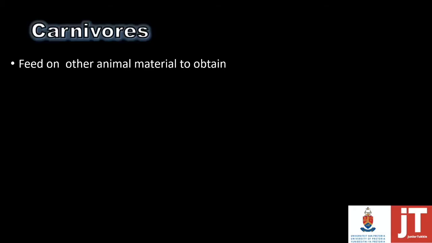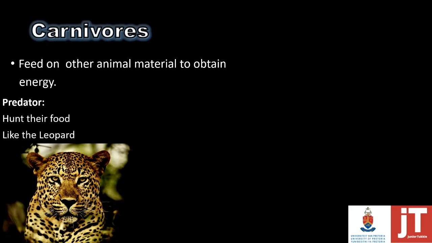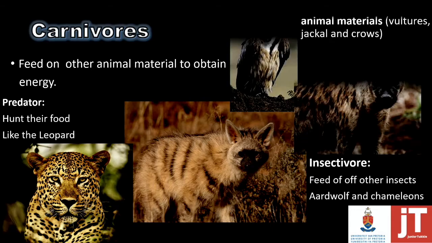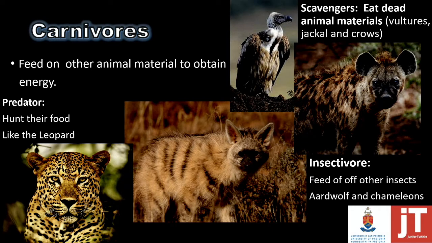Carnivores are organisms that feed on other animal materials to obtain energy. These are your predators, which hunt their food, like a leopard or a lion. Or you can also have insectivores, which only feed off insects, like the aardwolf and even chameleons. Then you also have scavengers, which eat dead animal materials, like a vulture, jackal, crows, or even the hyena.